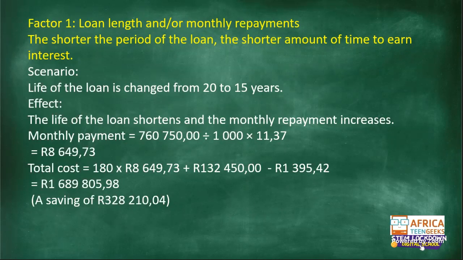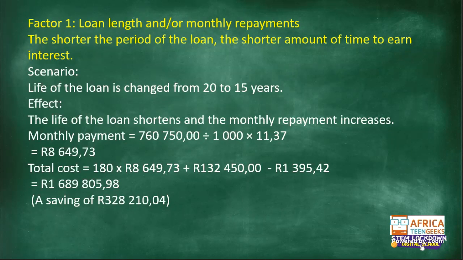So the total cost will be 180. You multiply that with the monthly. Why do you multiply by 180? Because in 15 years, you will have 180 months. Remember, I said 5 years gives you 60 months. And then, of course, if you multiply 60 by 3, you get 180. Remember, 15 years, that's 5 times 3.